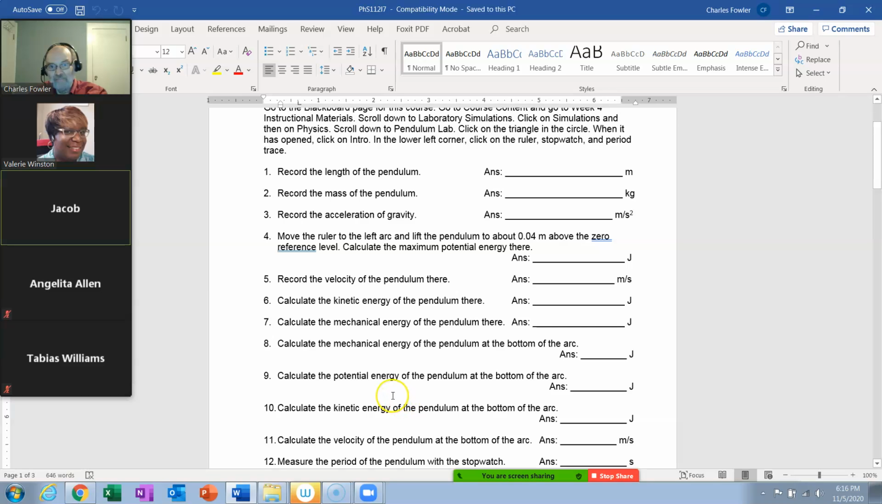Okay. So what's the kinetic energy at the bottom of the arc? If your mechanical was 0.392, your potential is 0, then all the energy at the bottom of the arc is kinetic energy. 0.392 again. Okay? Got it? Yay or nay? Now, based on that, what is the velocity of the pendulum at the bottom of the arc?